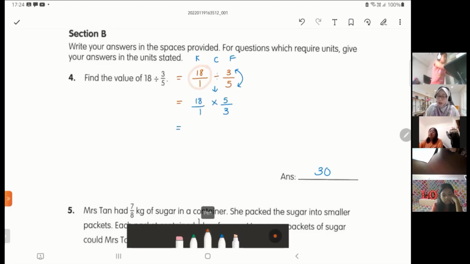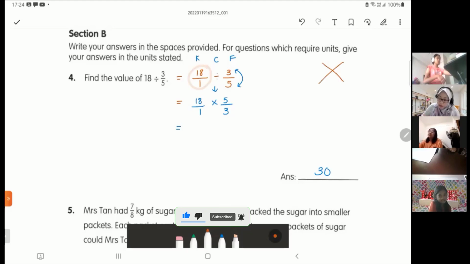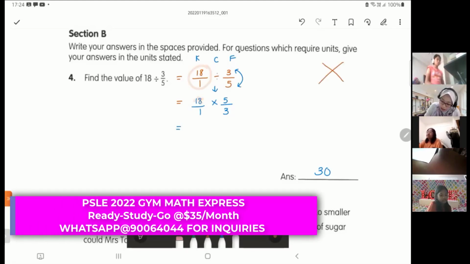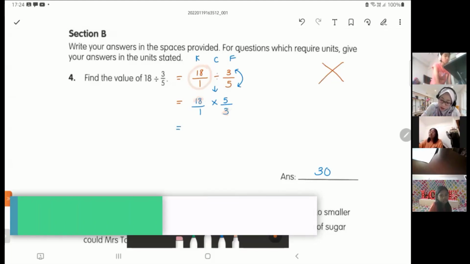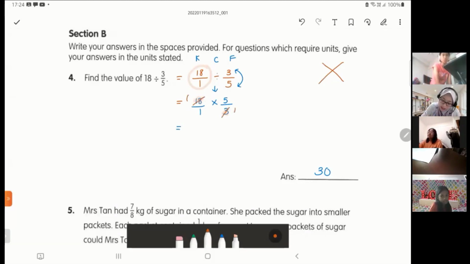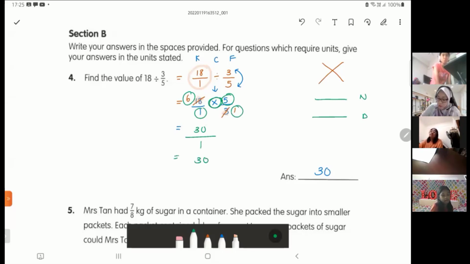So the rule of multiplication of fraction, just now I mentioned to you, look crosswise first. So I'm going to look at 18 and 3 first. These two can be simplified. 18 and 3. 3 divided by 3 is 1. 18 divided by 3 is 6. Now, after that, look row-wise. Numerator, then denominator. Numerator, 6 times 5, 30 over 1 times 1. 1 equals 30 out of 1 is 30 itself. Very good. Correct. Okay.